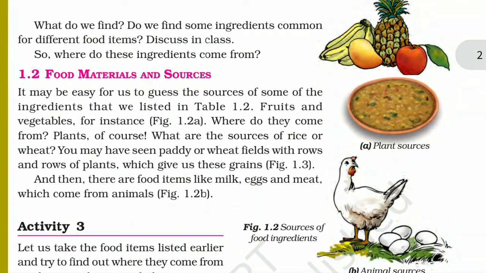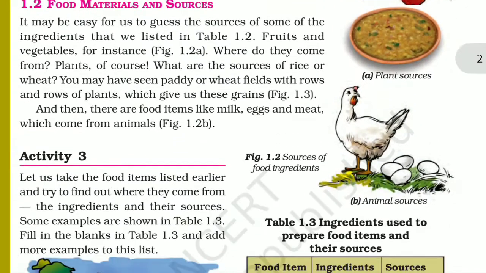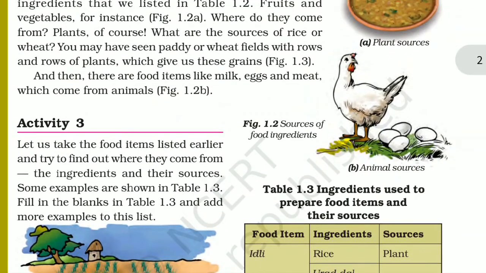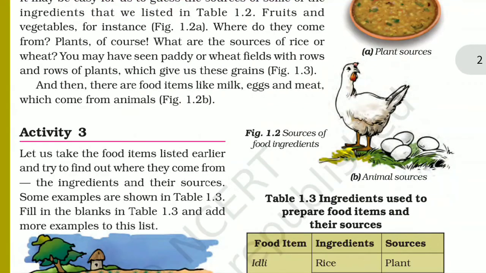So now we'll start with the second point. Food materials and sources. Food materials are what we eat, and sources means where it comes from. So there are two sources, plant sources and animal sources. Plant sources are shown here, they are mangoes or dal, and animal sources are like fish or eggs. In this part there is only this much written.